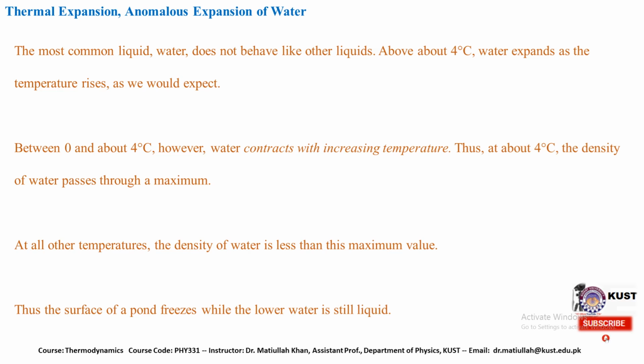Thus at 4 degrees C, the density of water passes through a maximum. At all other temperatures, the density of water is less than this maximum value. So the surface of ponds freezes while the lower water is still liquid, and this helps life inside ponds or lakes to go on, because if the whole lake froze, it would be a great problem for the life inside the pond. This is the anomalous expansion of water, where the surface of ponds freezes while the lower water is still liquid.